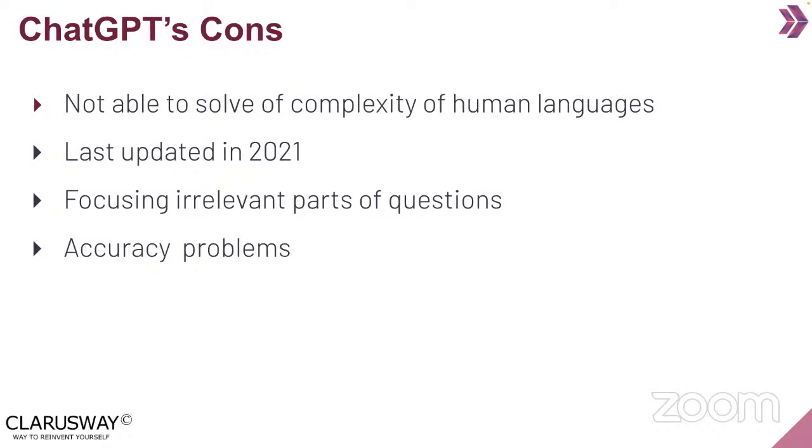Sometimes it focuses on irrelevant parts of questions. For example, if you write very long code blocks and want to see the result, it sometimes focuses on things written in the command block. We also have accuracy problems sometimes, but I can say that we get nearly 80% accuracy when we use ChatGPT in general.